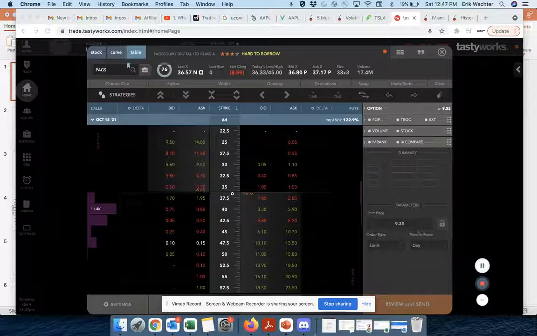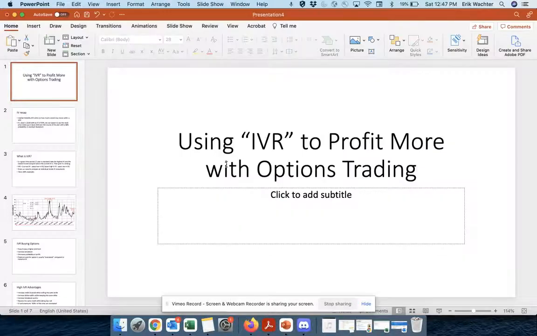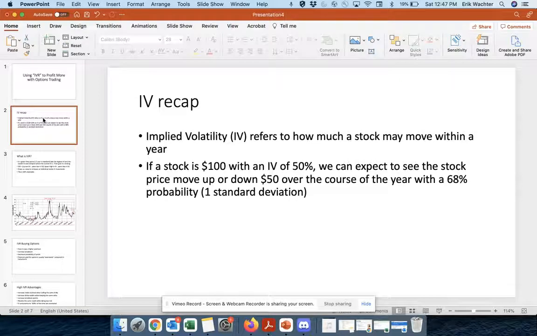Okay, so I've prepared a little slideshow. Let's go to the slideshow. So using IVR or IV rank to profit more with options trading is the title of this. Before we get into it, let's first review what exactly is IV, or implied volatility. Implied volatility refers to how much a stock may move within a year time frame.